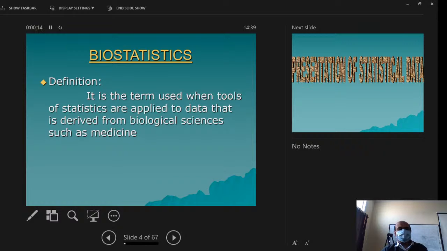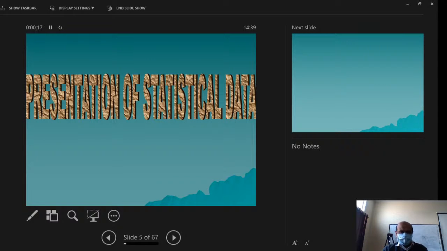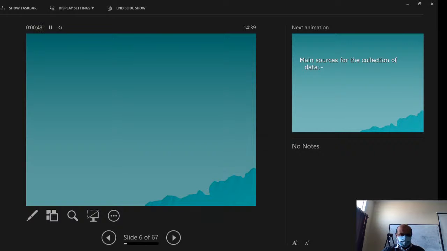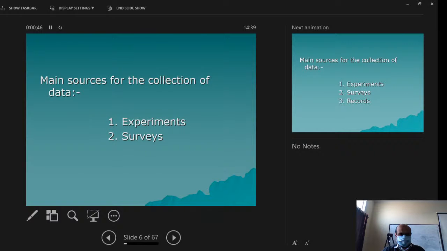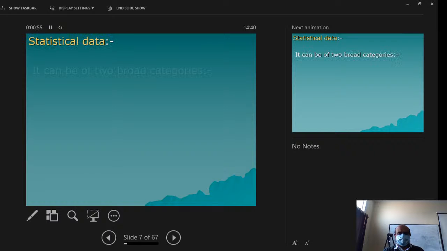We have covered this biostatistics part, so I'm just skipping it. Now, presentation of the data. After doing all the statistics, analysis and tables, once you get the results, how can the results be presented? So this topic is about presentation of the statistical data. As you know, the main sources of collection of the data are experiments, surveys and records. We already discussed that.